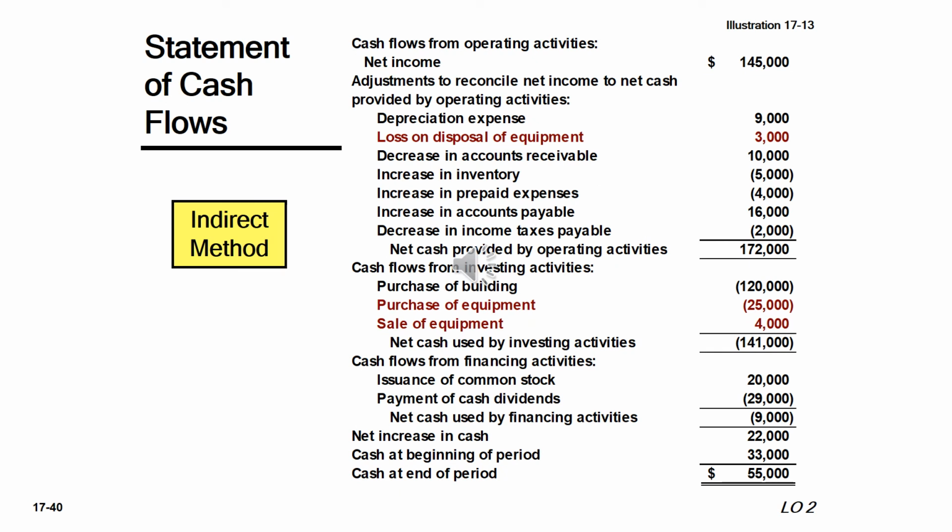As you can see, if you go down to the two lines in red under the cash flows from investing activities, you're going to see a line for the purchase of equipment showing a cash outflow of 25,000, which is the amount that the company had paid to purchase the equipment, and then another line for the sale of the equipment, which generated 4,000 cash for the company.